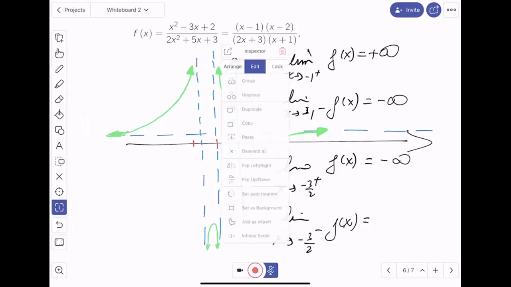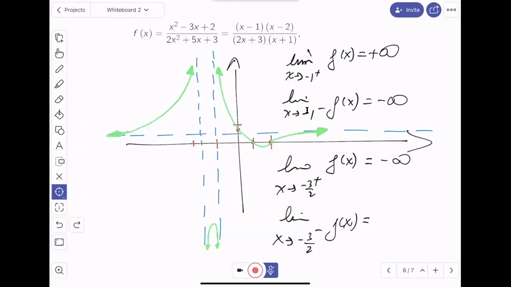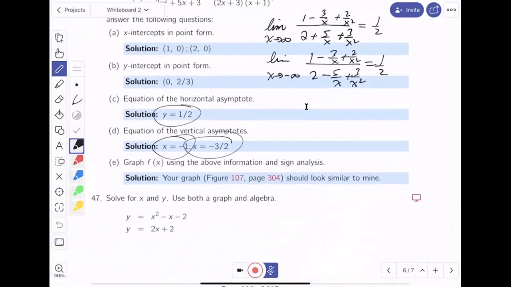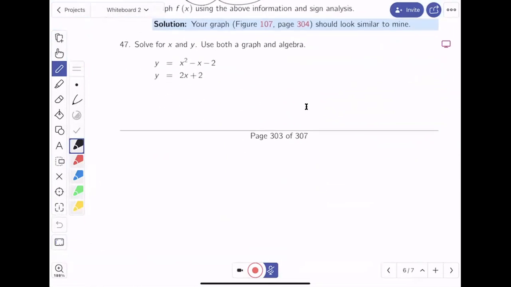Let's keep going. Sorry about that. -3/2 from the left side is going to plus infinity. I'll put that down for you. Again, if you look at the key, you'll see those answers, and hopefully those answers are pretty easy to look at. All right, let me just go back. And I think I did this one. Let's go to 47 now.